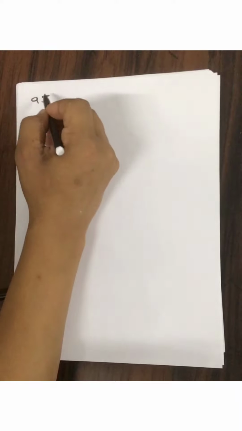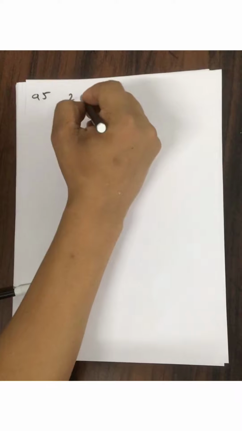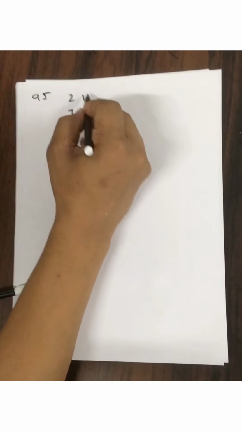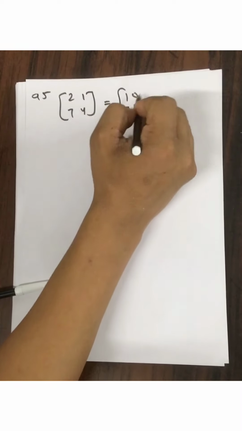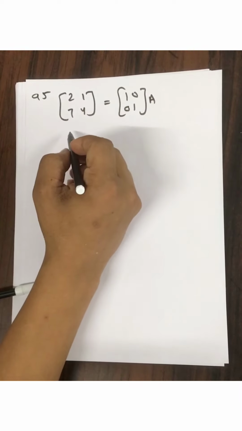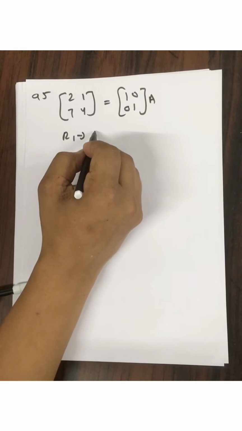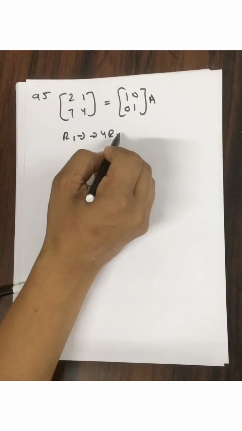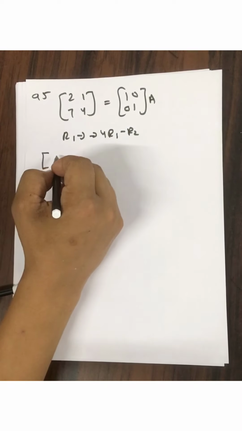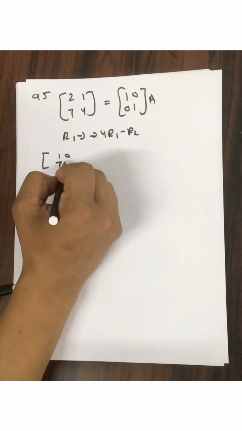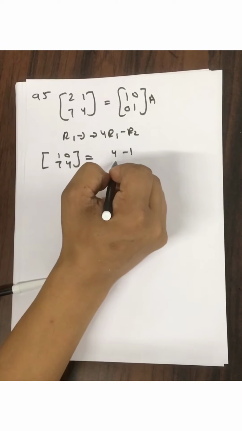Question number 5. 2, 1, 7, 4. So we'll write equals 1, 0, 0, 1 and into A. So this 2 is there. So what do we do? In R1, we do 4 R1 minus R2. Can we do? 2 4s are 8 minus 7, 1. Yes. So we get what? 1, 0, 7, 4 equals this side. Subtract 4 and this will come minus 1, 0 and 1.